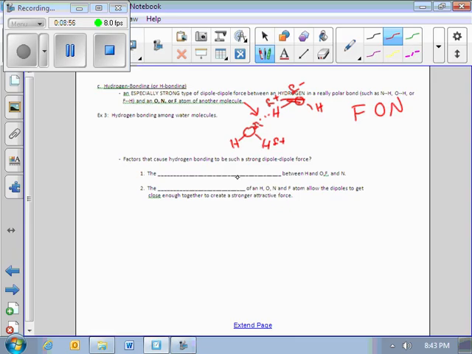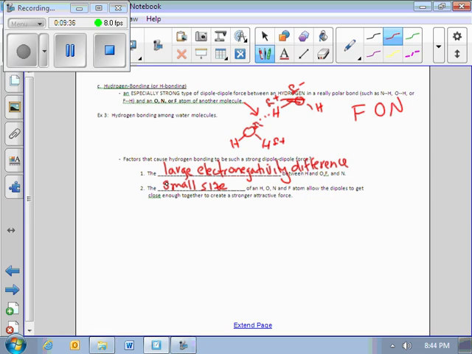What factors cause hydrogen bonding to be such a strong dipole-dipole force? Well, one is the one we just mentioned: the large electronegativity difference. It's got like 800 syllables. The large electronegativity difference between H and O, H and F, and H and N. So that creates a really, really polar bond. And then the other factor is the small size of H, O, N, and F. They're really small, so what that means is that they can get close to each other.